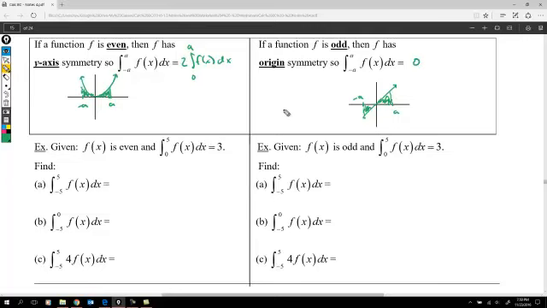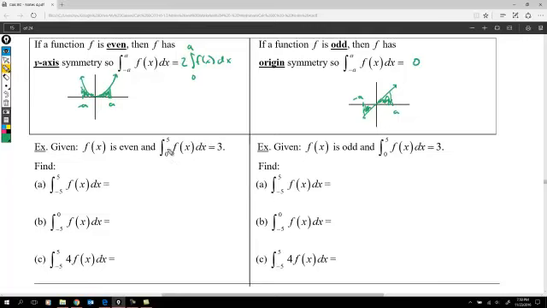All right, now let's use these facts to answer some questions. So first, they tell me my function's even, and they tell me that the integral from 0 to 5 is 3. That's all the information I have. So that means that from negative 5 to positive 5, that's going to be the same thing as 2 times the integral from 0 to 5. So that's just going to be 6.